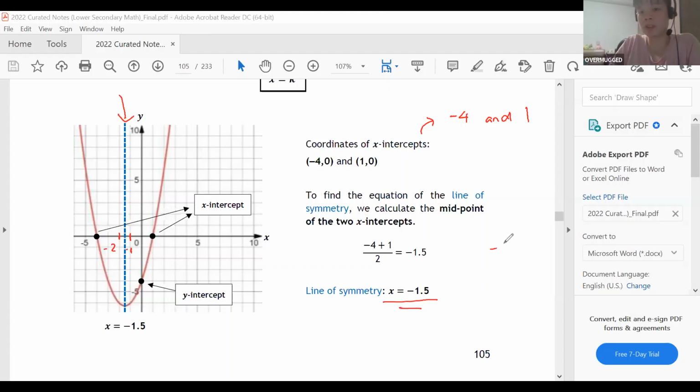If you just write this, you will get penalized. Remember, this is an equation. Equation, you need to have an equal sign.